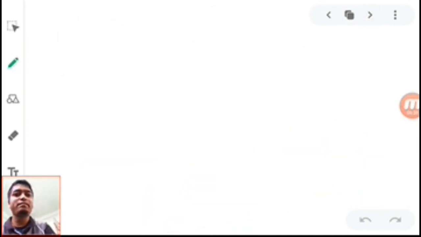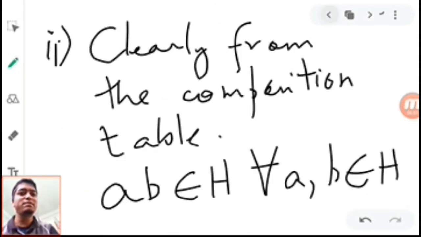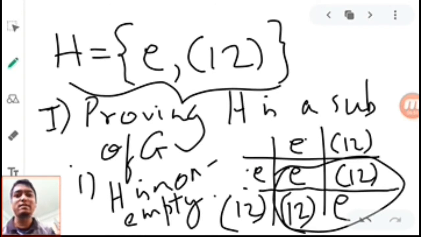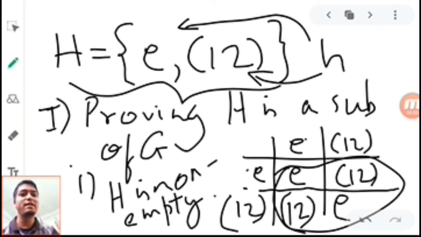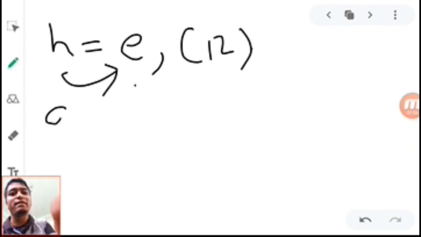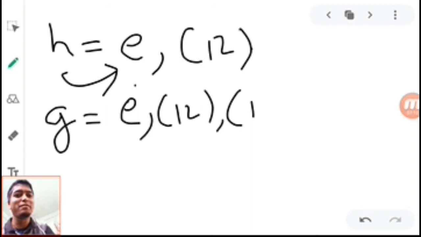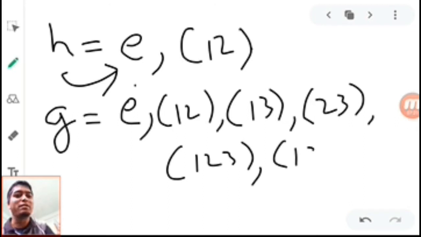So what will we do? The possible values of h are E and (1 2). Because as you see, this is the subgroup H. So if you take h from this, the possible values are E or (1 2). What are the possible values of g? The possible values for g are all those things, that is E, (1 2), (1 3), (2 3), (1 2 3), and (1 3 2).